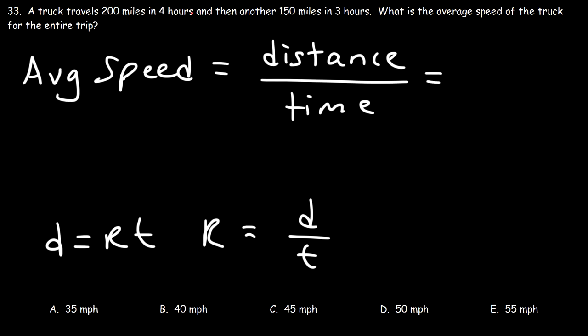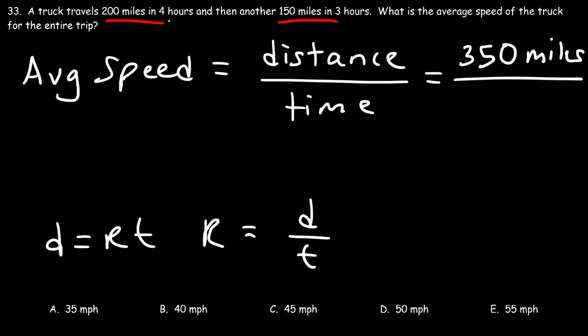The total distance is going to be 200 plus 150. So for the entire trip, the truck travels a distance of 350 miles. Now what is the total time? It's going to be 4 hours plus 3 hours, or 7 hours. So what is 350 divided by 7?